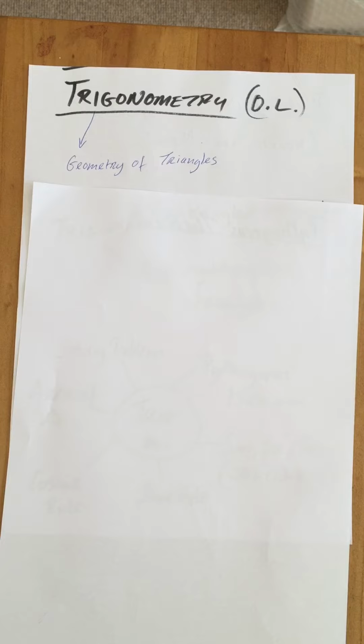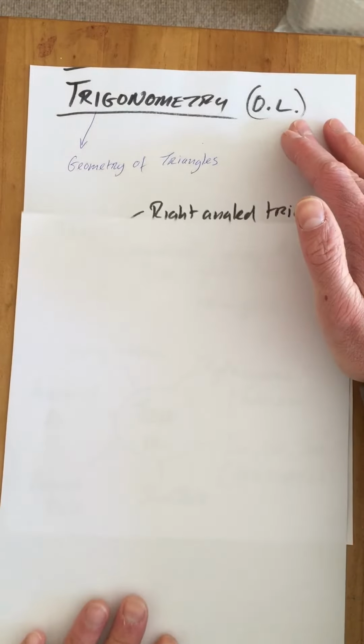You may recall from Junior Cert, it's things like sine, cosine and tan of a triangle of angles and working out their sides and things like that. So trigonometry is the geometry of triangles.